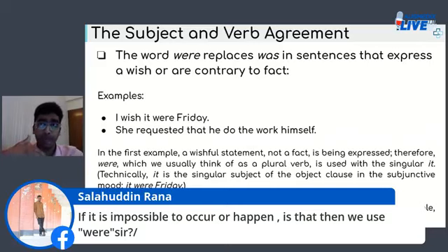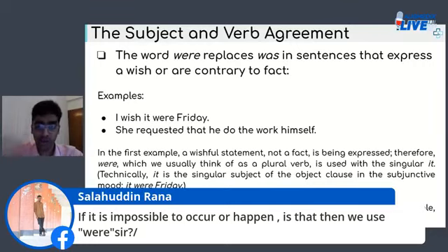Such as, for example, at times when we want to advise another person, we say, if I were in your position, I would do this differently. Follow this. If I were in your position, I would do this differently. We don't say if I was in your position. We would rather say if I were in your position, because it's never possible for me to be you or for you to be me, right? That's just not possible. It's an impossible thing.